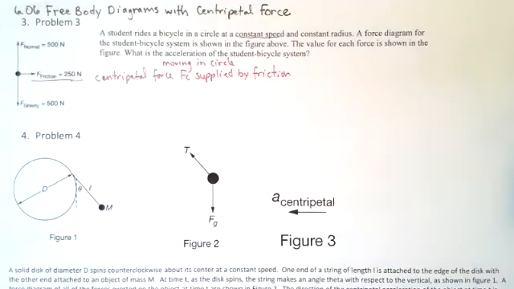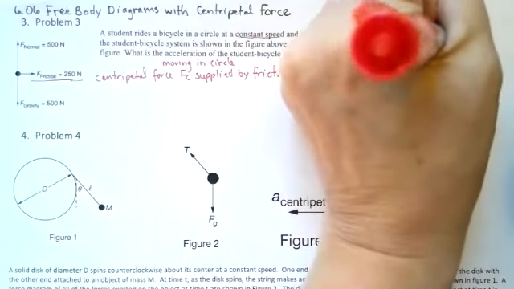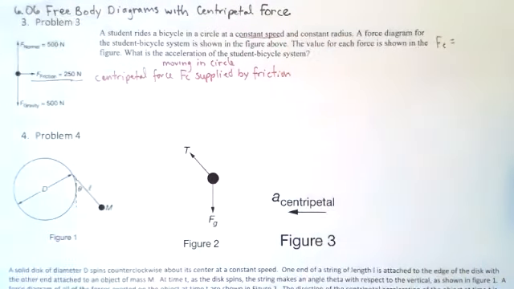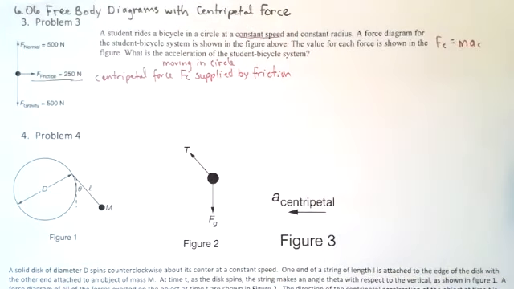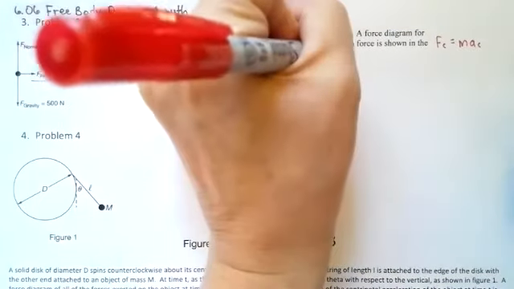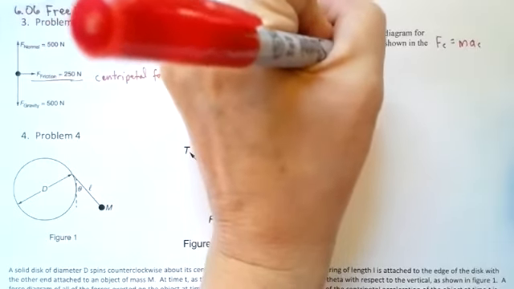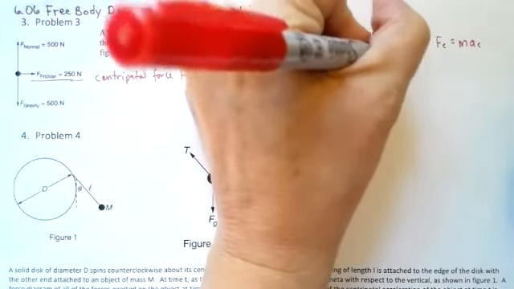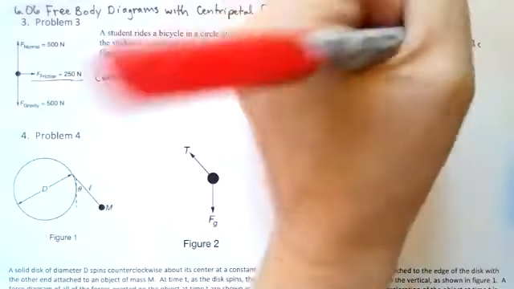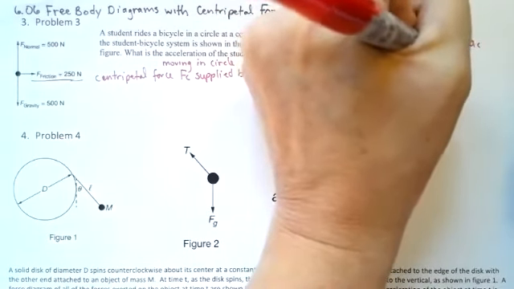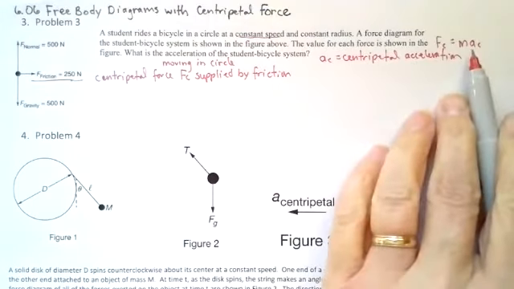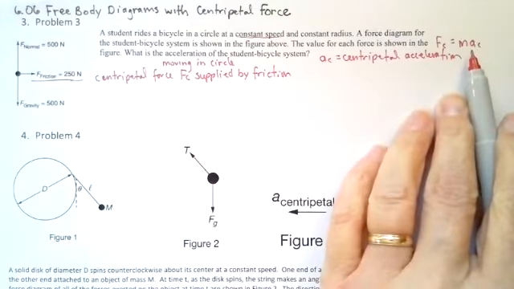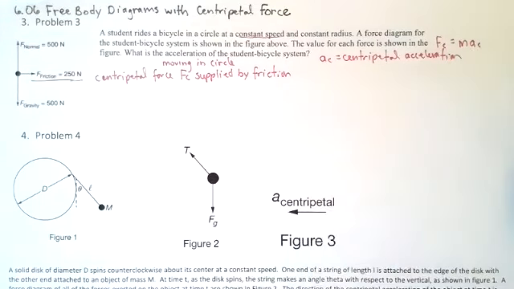And we know that force is equal to mass times acceleration. In this case, though, AC is going to be centripetal acceleration. Now, sometimes we'll want to use the expanded form. We know that centripetal acceleration is tangential velocity squared over radius. But in this case, we're not going to need that.